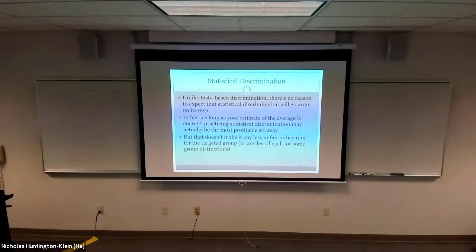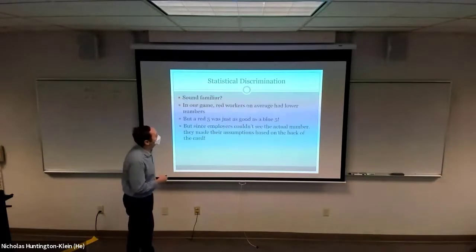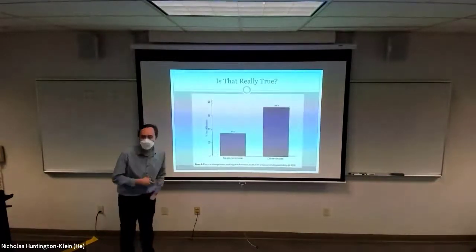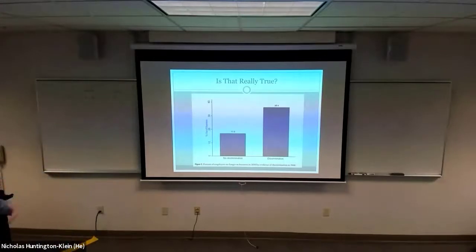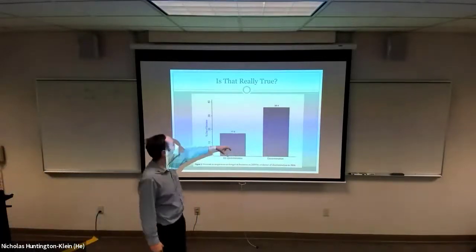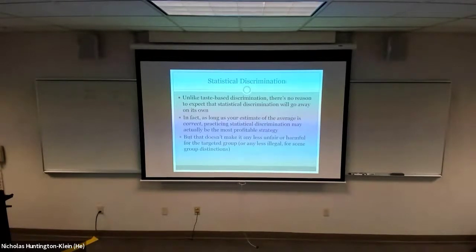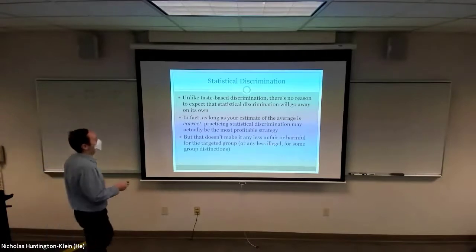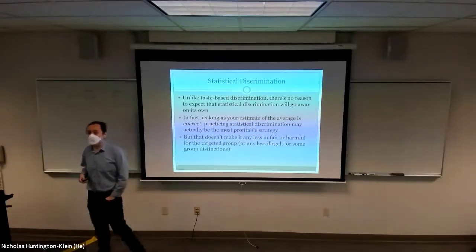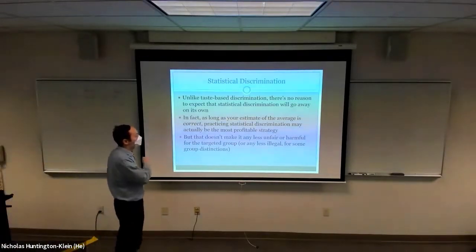Because unlike taste-based discrimination, there's no reason to expect that statistical discrimination will go away on its own. Remember this graph back here, right? For taste-based discrimination, it is an unprofitable thing to do. You will be outcompeted by other firms who are not discriminating in the same way. But that's not the case for statistical discrimination. As long as the estimate of the average is correct, meaning as long as the stereotype is true on average, even if it's not true for individual people, that's how stereotypes work. They're not true for individual people. They're true, at best, true on average.